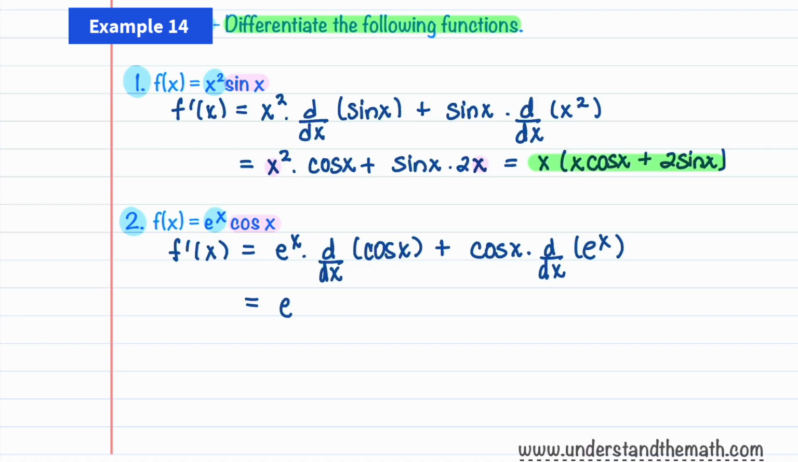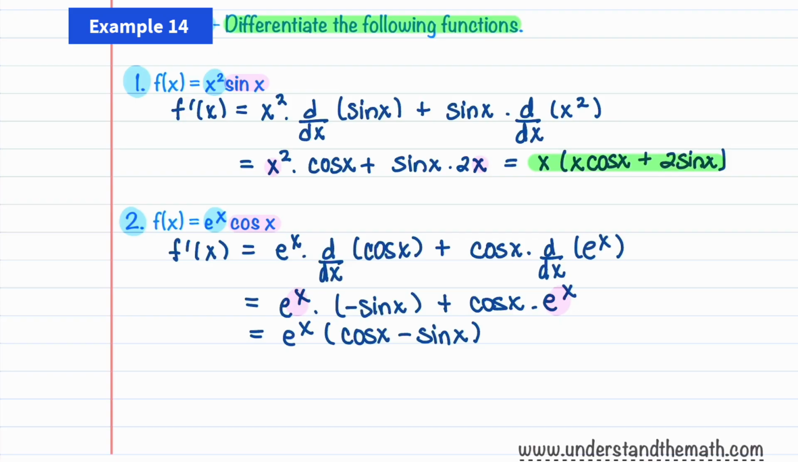We now have e to the x times the derivative of cosine x, which is minus sine x. And then we have cosine x times the derivative of e to the x, which is just e to the x. Notice that we have an e to the x term common to both terms, so we can pull that out in front. And we're left with e to the x times (cosine x minus sine x). And that's our derivative.